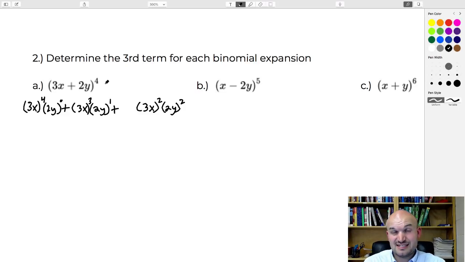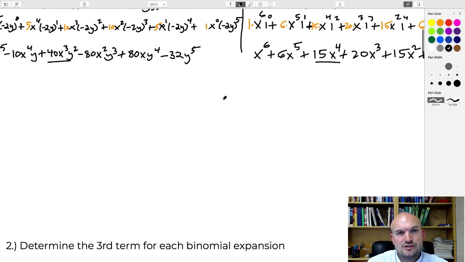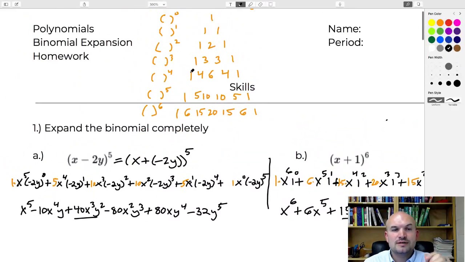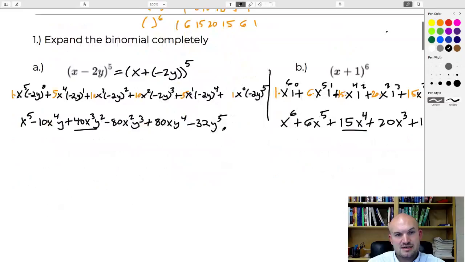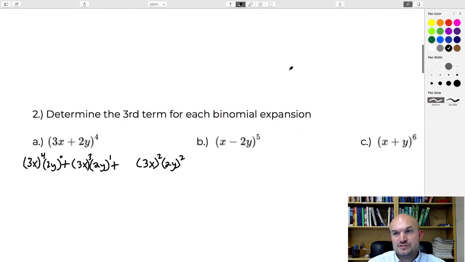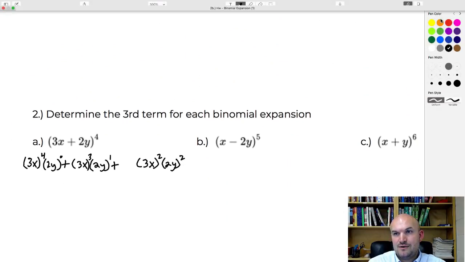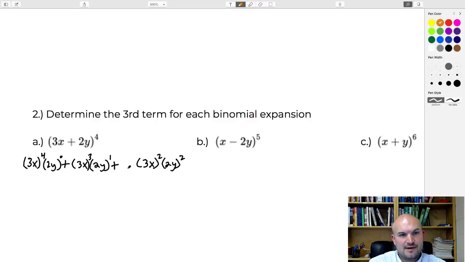Now I got to look at this as the expansion to the 4th power, so I want to see what is the coefficient of that third term. So I'm going to go back to my Pascal's triangle, and I see the expansion of the 4th, which is 1, 2, 3, 5 terms. You can see that the third term has a coefficient of a 6. So that is going to be the coefficient that I'm going to enter in here. And then now all I need to do is simplify.